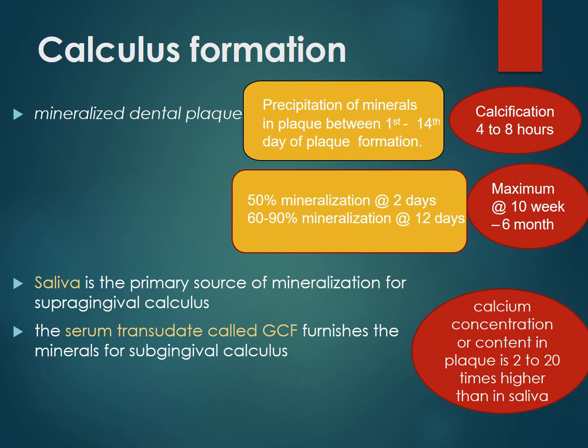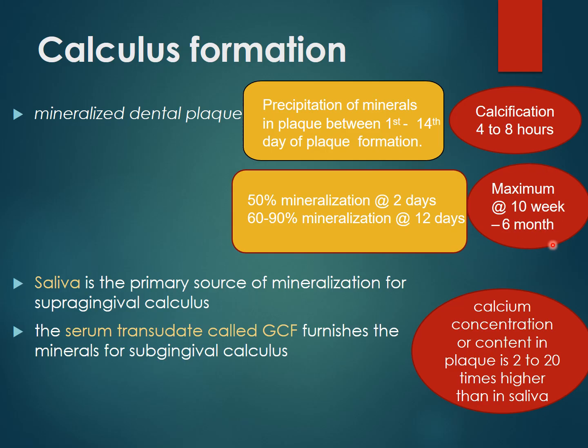Coming to the important part, dental calculus formation. Dental calculus is mineralized dental plaque. The precipitation of minerals occurs in plaque between the 1st and 14th day of plaque formation. The calcification itself occurs within 4 to 8 hours. Maximum 50 percent of mineralization occurs by 2 days, and 60 to 90 percent of mineralization occurs by 12 days. The maximum rate of formation occurs by 10 weeks and then continues for at least 6 months.